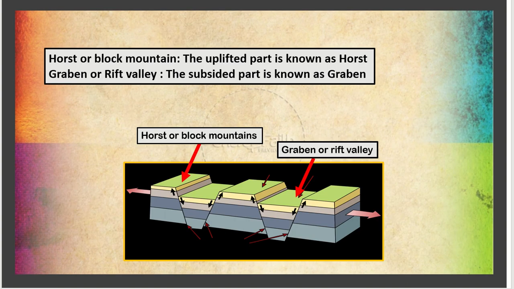Now, two types of faulting. When the part is uplifted, it is known as horst, or also known as block mountain. When the part is subsided, when some part is going down, it is called graben, meaning pulling down, also known as rift valley.